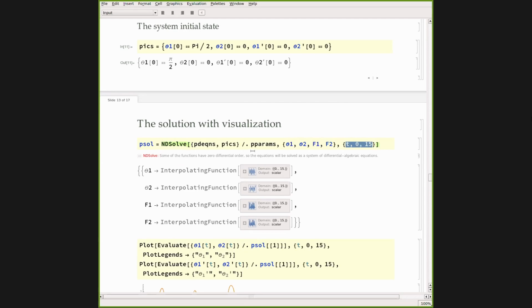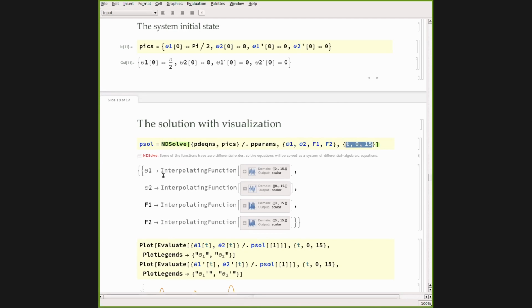Since our equations here are not fully differential, because there are some functions which have 0 differential order, Mathematica has noticed this and gives us a warning that these equations will be solved as a system of differential algebraic equations. This warning is given because sometimes by accident we forget to put some derivative somewhere, and then we think we are solving differential equations, while actually they are mixed differential algebraic ones.